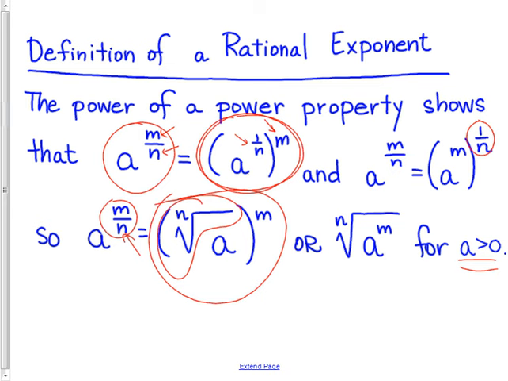If it was an even root, then you couldn't do it because you'd have a negative underneath a square root. All right, one more example.